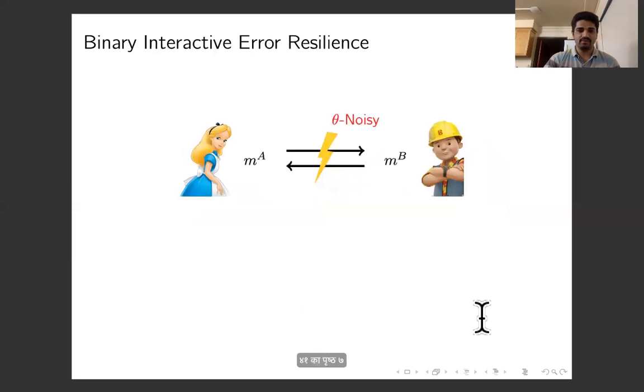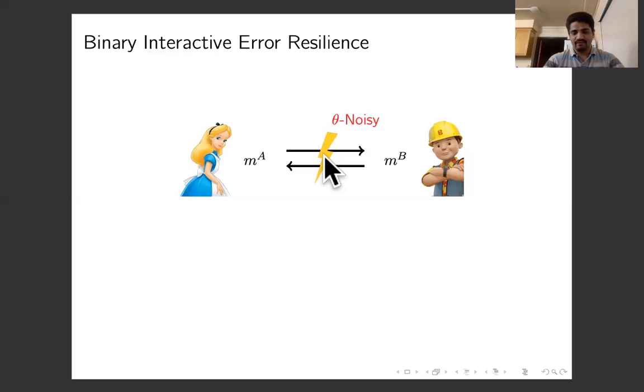Now let us jump to the two-way channel where both Alice and Bob have messages MA and MB, and they want to exchange these messages with one another. What this means is that after this protocol, Alice should know Bob's message MB, and Bob should know Alice's message MA. I will call this task the message exchange task, and I ask the same question. Suppose a theta fraction of all bits sent between Alice and Bob are adversarially corrupted. What is the largest theta for which Alice and Bob can solve the message exchange task? Or what is the error resilience of this message exchange task?